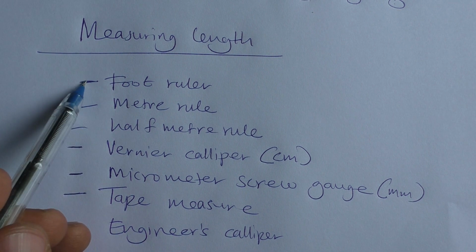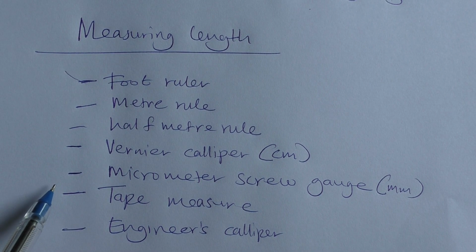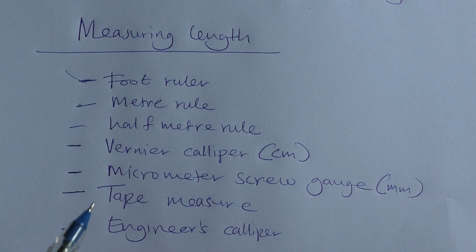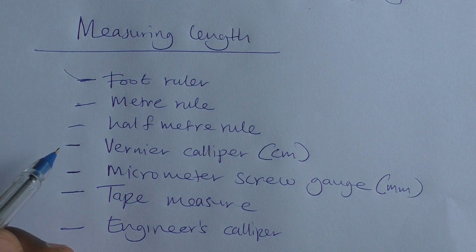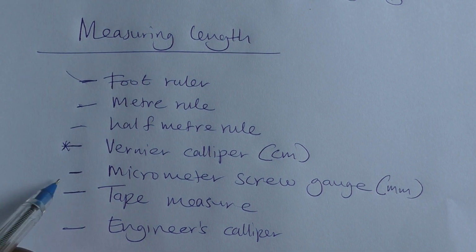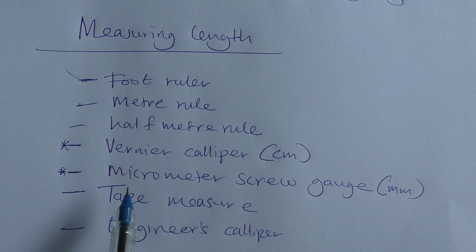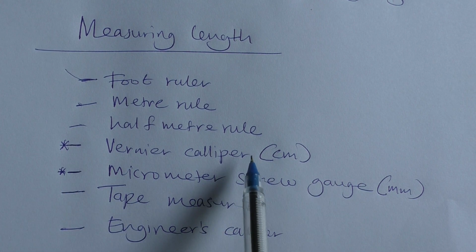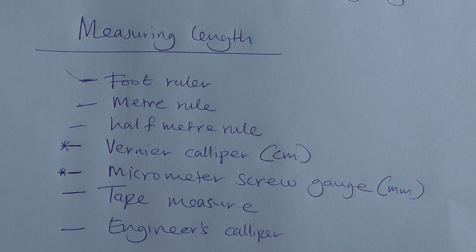Now, we all know how to use a foot ruler because it is already calibrated. We know how to use a meter ruler. It is calibrated. Half meter ruler is okay. Our major interest is in a vernier caliper and a micrometer screw gauge. So don't miss our next lesson. We shall be looking at how we use the vernier caliper and the micrometer screw gauge in measuring those shortest distances.